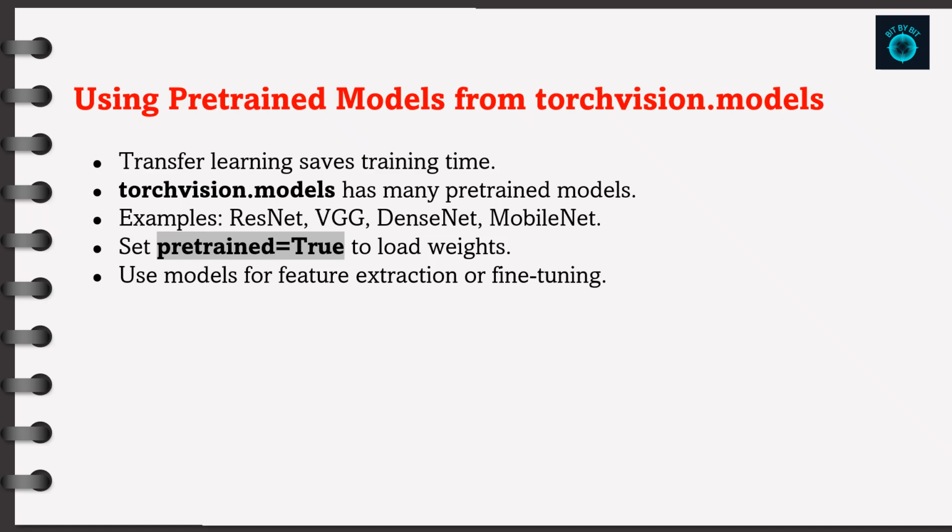Torchvision.models provides several well-known deep learning models such as ResNet, VGG, DenseNet, and MobileNet. To use a pre-trained model, you simply set the argument called pretrained equals true. This loads the model with learned weights. These models can be used either for extracting features or for fine-tuning on a new task. We will explore these two methods in the next slides.